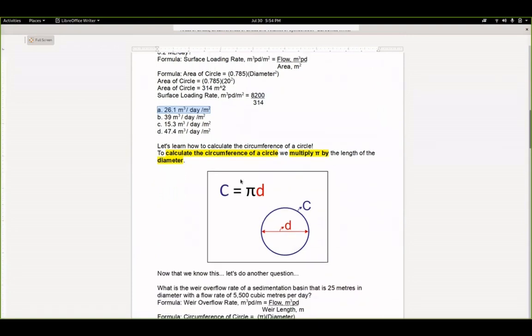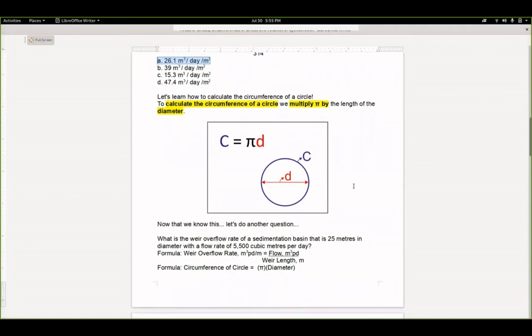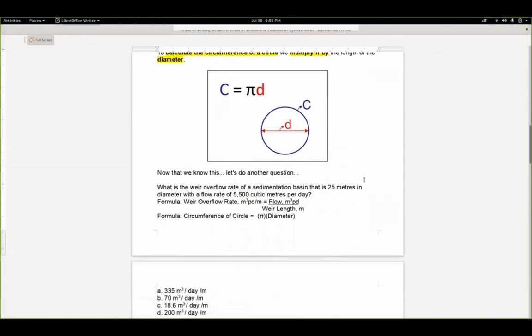So next, let's learn how to calculate the circumference of a circle. To calculate the circumference of a circle, we multiply pi by the length of the diameter. So circumference is equal to pi d, because it's pi times diameter. And again, pi is around 3.14. So now that we know this, let's do another question.